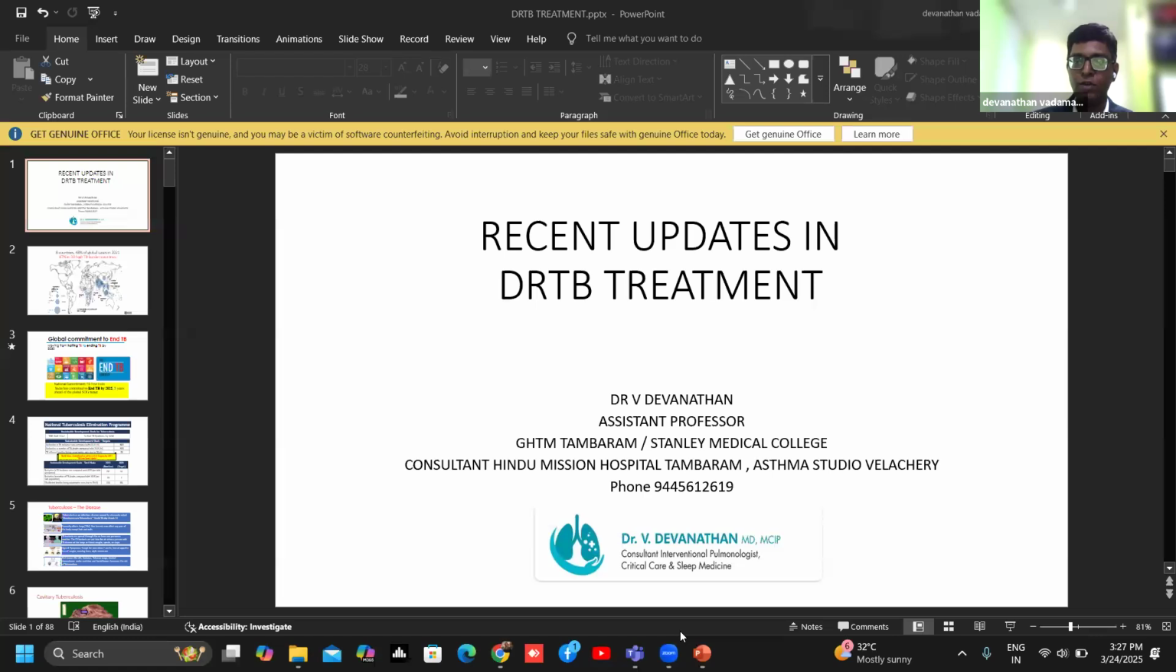There are two genes for isoniazid: one is inhA and the other is katG. What the guideline says is, if both are resistant, you cannot give the shorter MDR regimen. If either one is resistant, then you can give the shorter MDR regimen. That is one point to note. If both genes are resistant, you cannot give the 6-month shorter MDR regimen. You have to go for the longer MDR regimen.